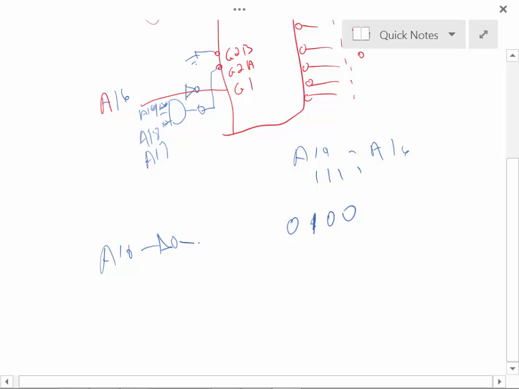This is 16, 17, 18, 19. Those are our pins right there. A17 goes through an inverter right there. A18 does not go through an inverter. And A19 goes through an inverter right there. That's the change you have to make to this problem right there.